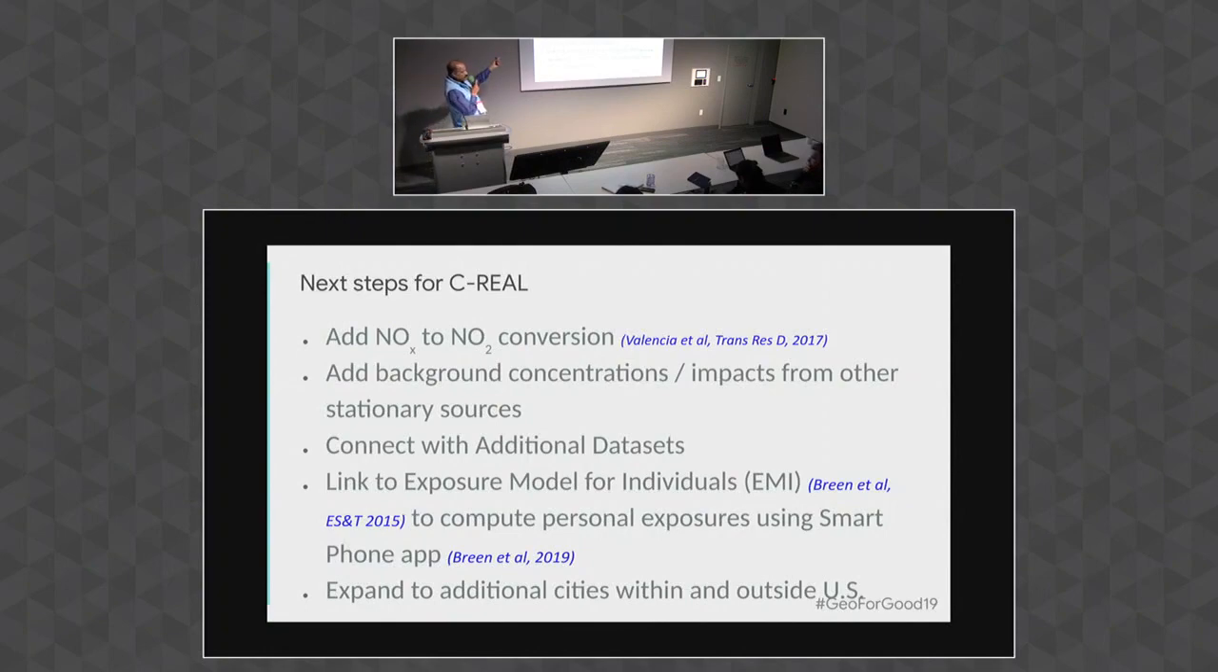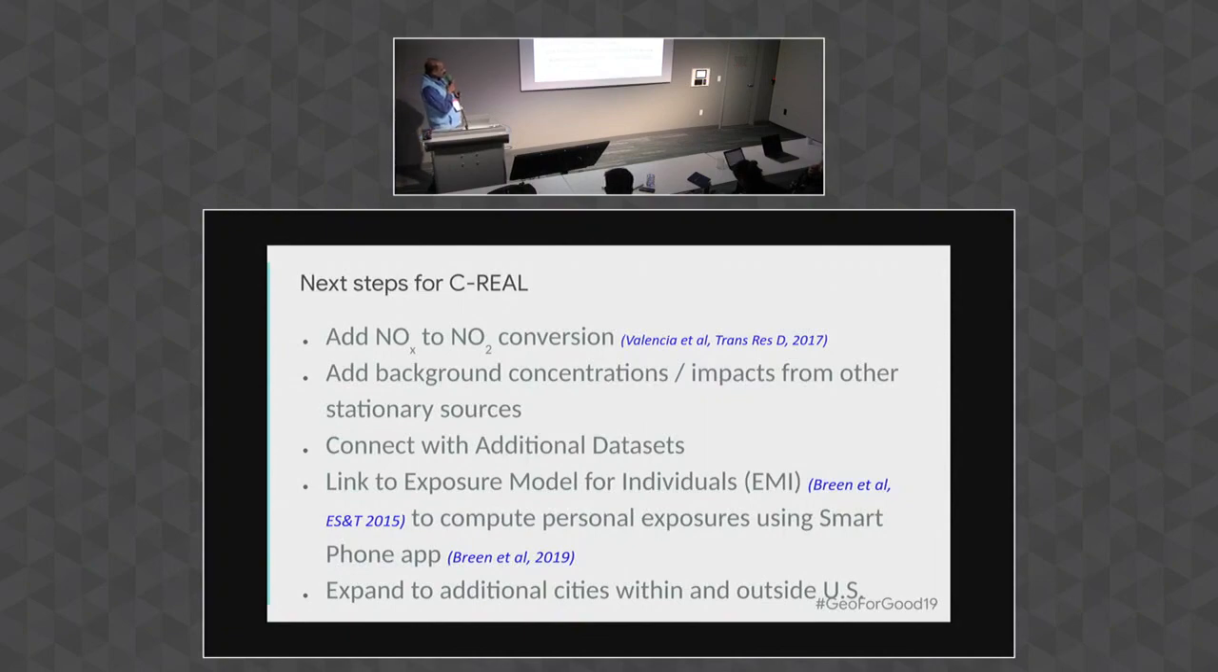The next step is that we are predicting only NOx and BC as simple primary dispersion. We're going to add the conversion to NO2 based upon work we did a couple of years ago, and then bring in contributions from other sources as background, because we're focusing more on the very, very local scales next to a highway. Connect the additional data set. This is something we can talk about later to see what we're trying to do there.